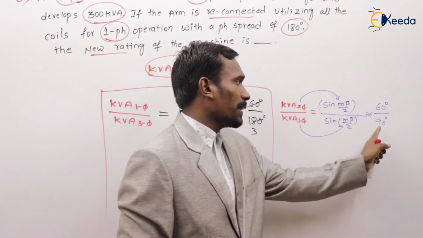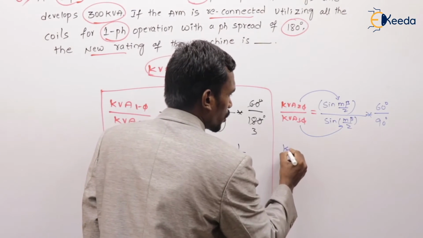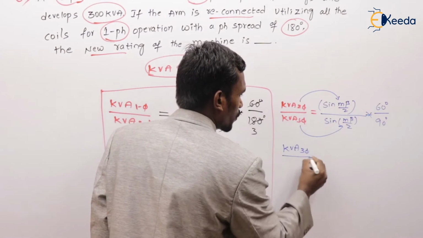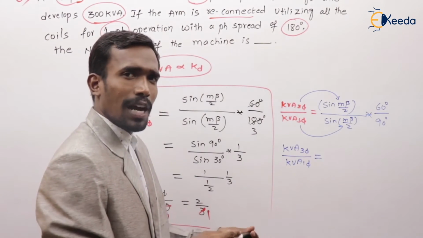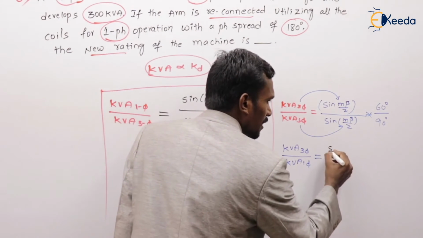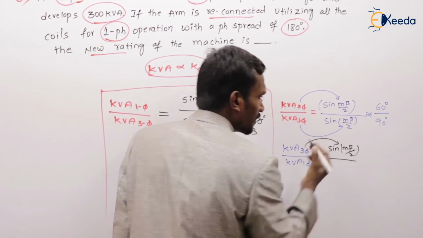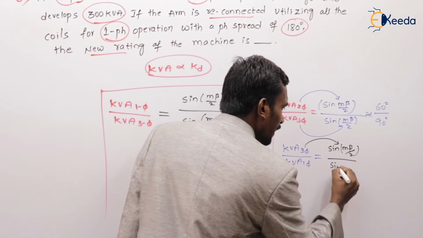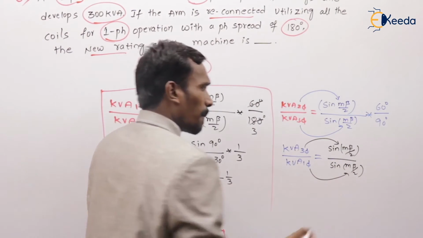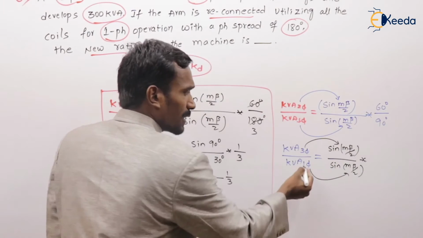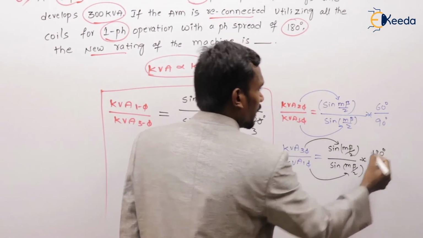For two phase, m beta is 90 degrees; for three phase, 60 degrees. For example, if they ask you for the kVA for three phase to the kVA for single phase, how can you find it? We can write sine of m beta by 2 for three phase over sine of m beta by 2 for single phase, multiplied by, for single phase m beta 180 degrees, for three phase m beta 60 degrees.